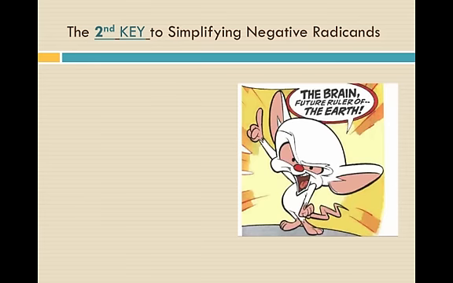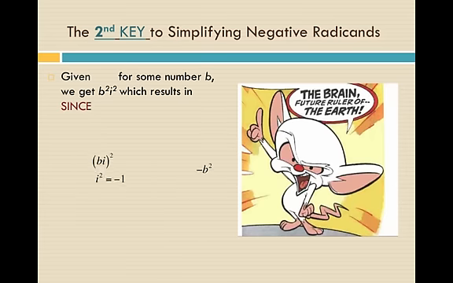The second key to simplifying negative radicands is this: given, say, bi squared, where bi is in parentheses, we know we can distribute that square as b squared times i squared. This results in negative b squared. Is that obvious to you? It may be if you think back to the introduction where I talked about i squared being negative 1. Please keep in mind every time you see i squared, you have got to convince your brain to fire, hey, that's not really i squared, that's just negative 1.